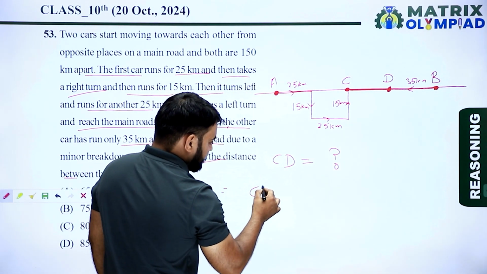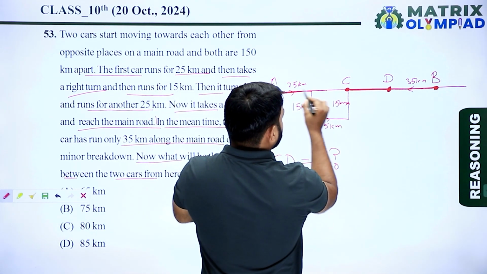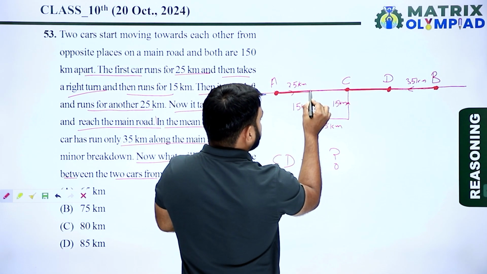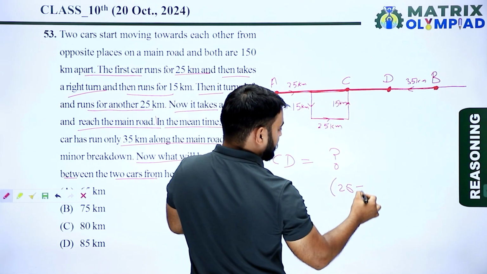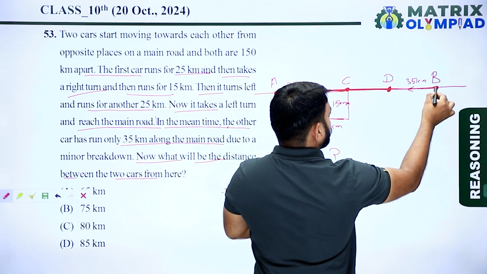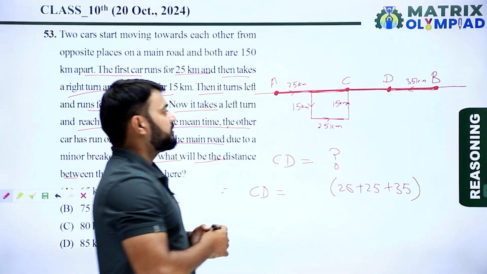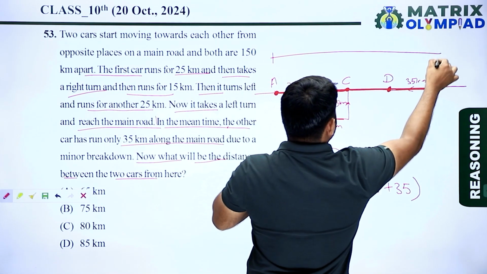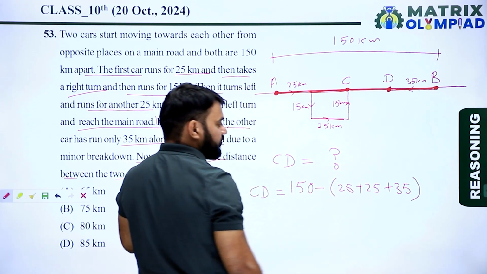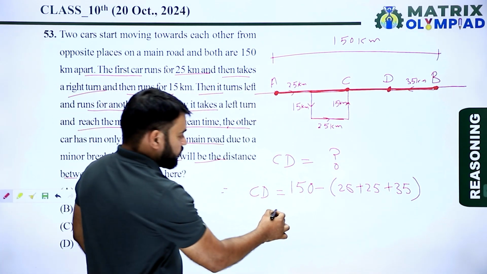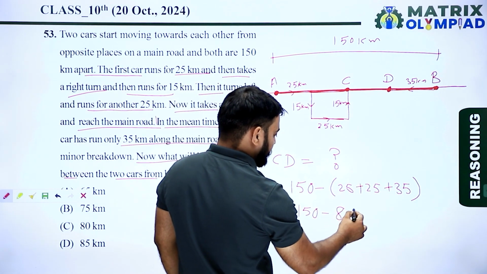सो डिस्टेंस बिटवीन C एंड D इज इक्वल्स टू कार A मेन रोड के अलोंग कितनी डिस्टेंस कवर करती है. तो 25 किलोमीटर ये और 25 किलोमीटर ये वाली डिस्टेंस मेन रोड के अलोंग कवर करती है. और कार B मेन रोड पे कितनी डिस्टेंस कवर करती है. ओनली 35 किलोमीटर डिस्टेंस कवर करती है. टोटल दोनों के बीच की डिस्टेंस कितनी था 150 किलोमीटर. सो 150 minus 25 plus 25 plus 35. So 150 minus 25 plus 25, 50 plus 35, it means 85.